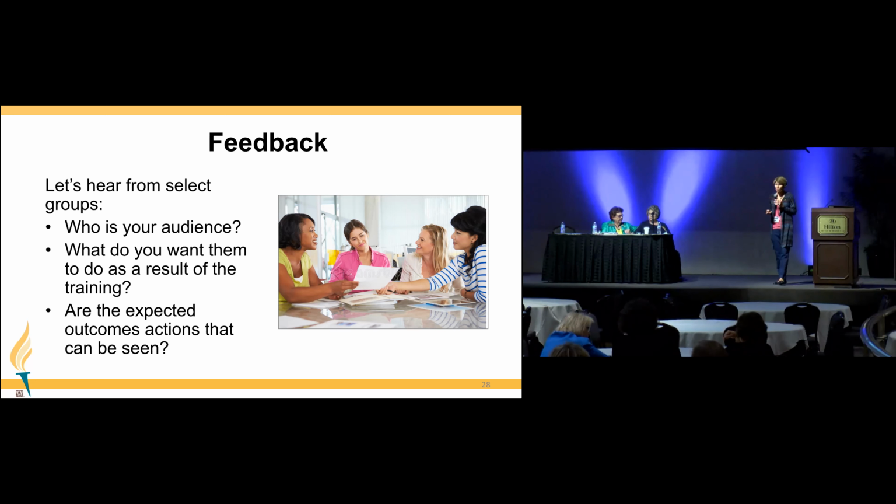So with your scenario, we asked you to consider, who is your audience? What do you really want them to do as a result of the training? This is going beyond the what. It's leading to the why. Why are we providing it? What do we want or need to happen as a result? It's really much more focused and easier to measure, with much more likelihood of successful outcomes. Are the expected outcomes those that you can see, that are tangible, that you can witness? They're behavior oriented.